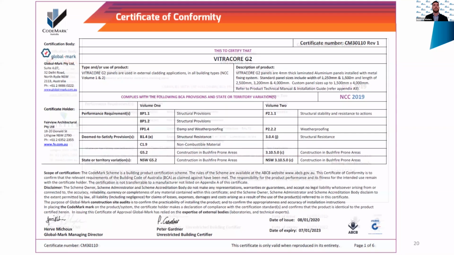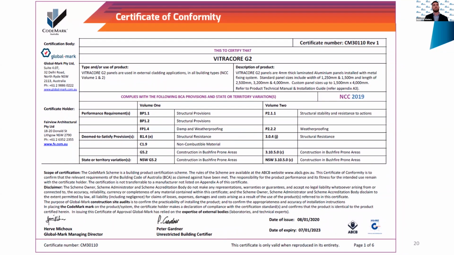Here's actually an example on the screen of the same product, which is a revised certificate. You'll notice straight away that it makes a lot more claims, and in this instance it makes direct claims against the performance requirements and some DTS provisions, and it's now expanded to Section B and F compliance. Now, the certificate will still explain the limitations in terms of the compliance claims. However, this is obviously a more holistic example of considering all the relevant performance requirements that might apply to this specific product.